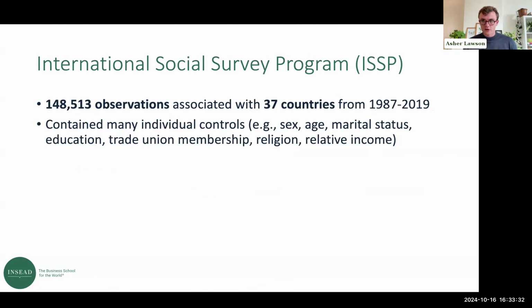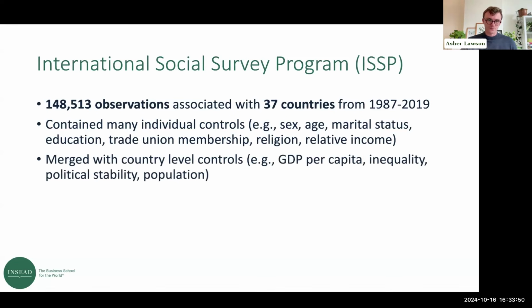These are paper and pen surveys. Someone is on the ground in Poland asking people their views about various social issues, as well as capturing information such as their sex, their age, their education, and their relative income. All the types of things that you might expect would actually determine these attitudes about inequality.